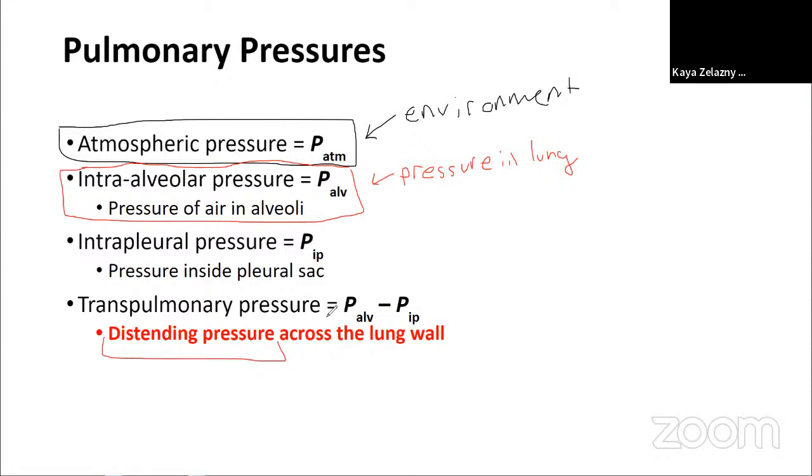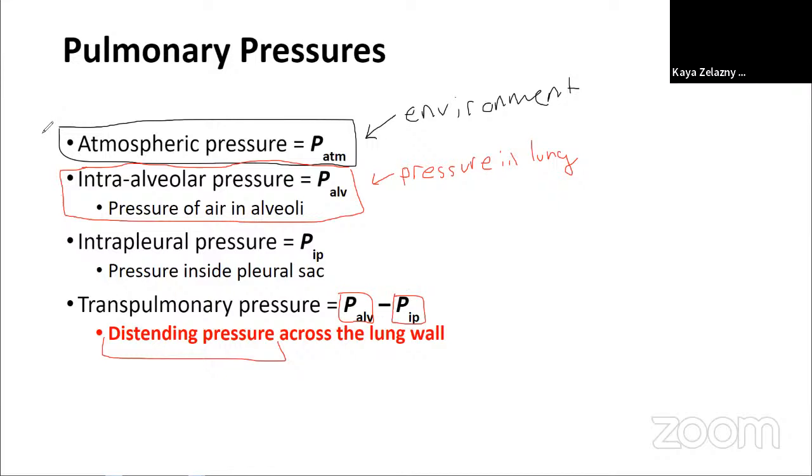So to calculate that transpulmonary pressure, we're no longer interested in the atmospheric pressure because we're just talking about what's happening in the space in the thorax. So we're going to compare the pressure in the alveoli, so inside those sacs in the lung tissue. We're going to subtract from that our intrapleural pressure, so the pressure in the pleural sac. And this is going to give us our transpulmonary pressure that'll tell us how strong that pull, basically, of the thoracic wall on the lung is.